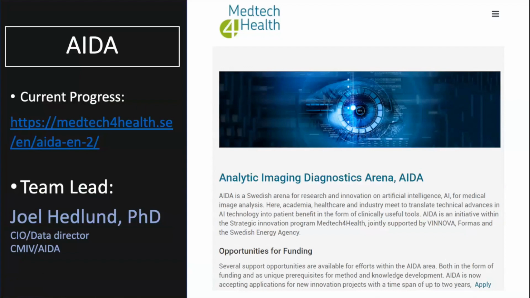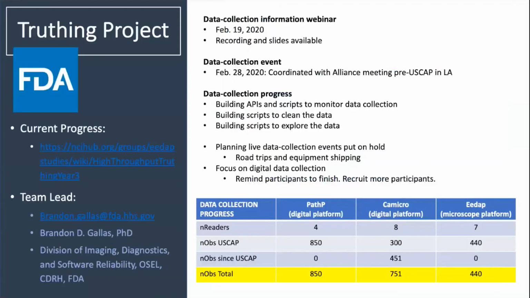The next project I want to mention is the truthing project. This is a top-level summary provided to the Alliance by Brandon Gallis from the FDA. We had an actual data collection event in person at the pre-use meeting in LA. You can see some of those numbers, and I think it is actually quite an impressive number. It's definitely not enough for top-level statistics, but I think it is a wonderful start.